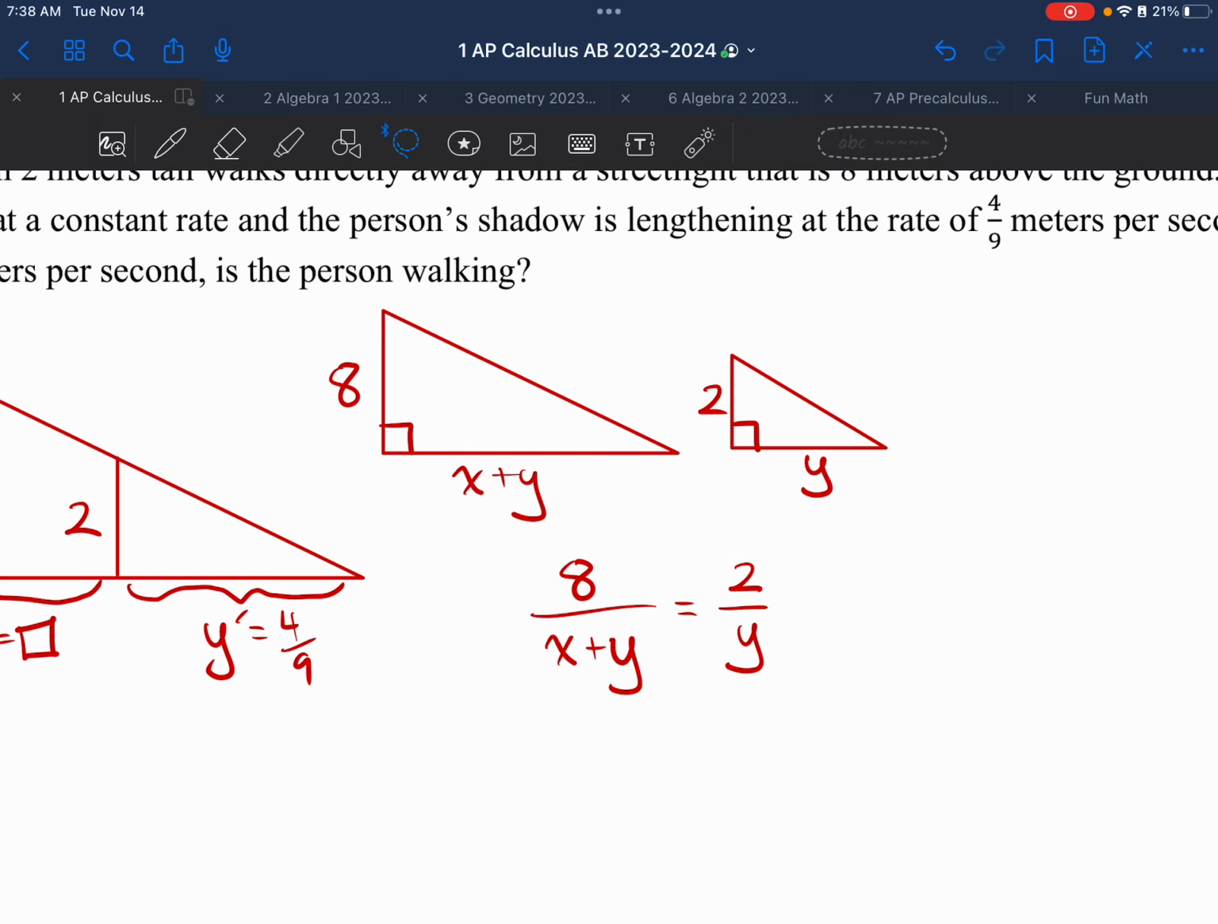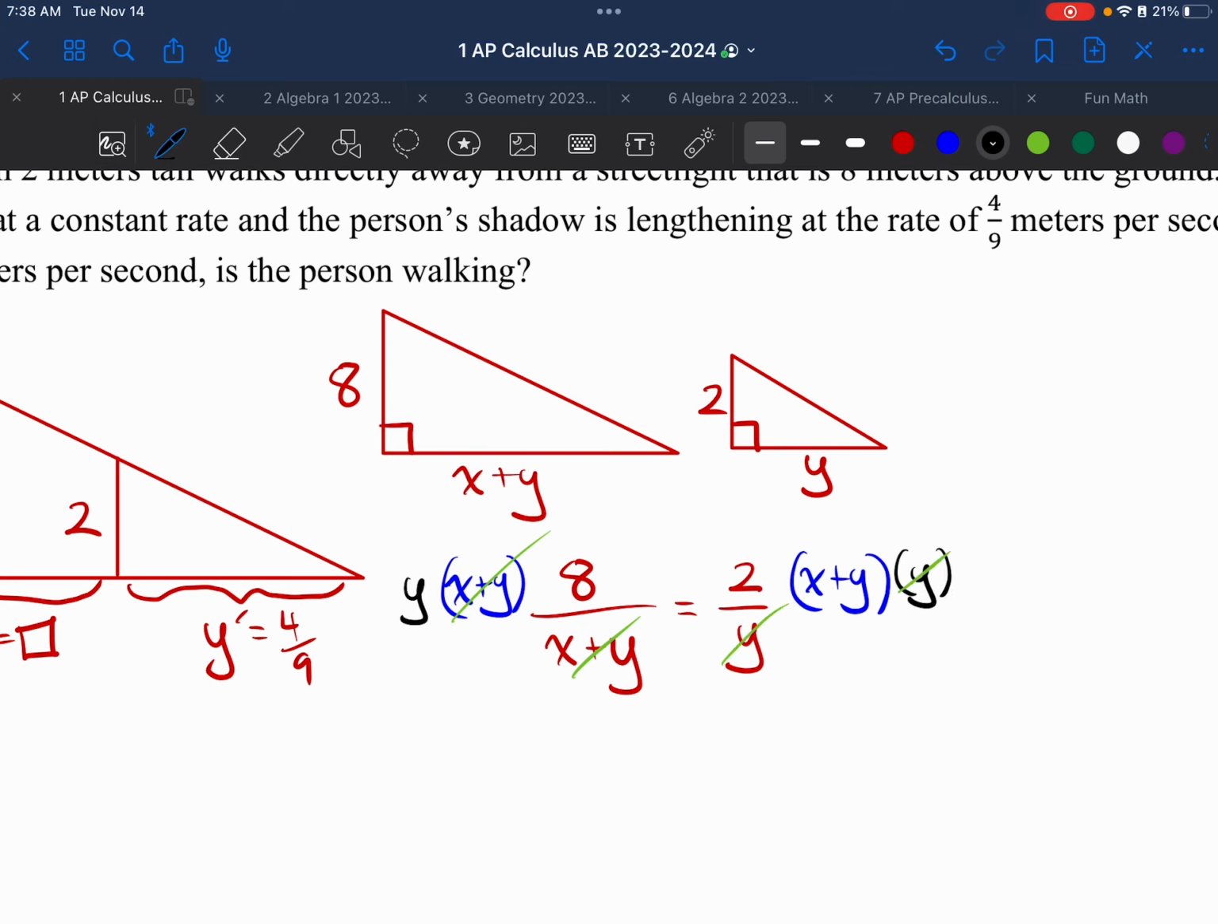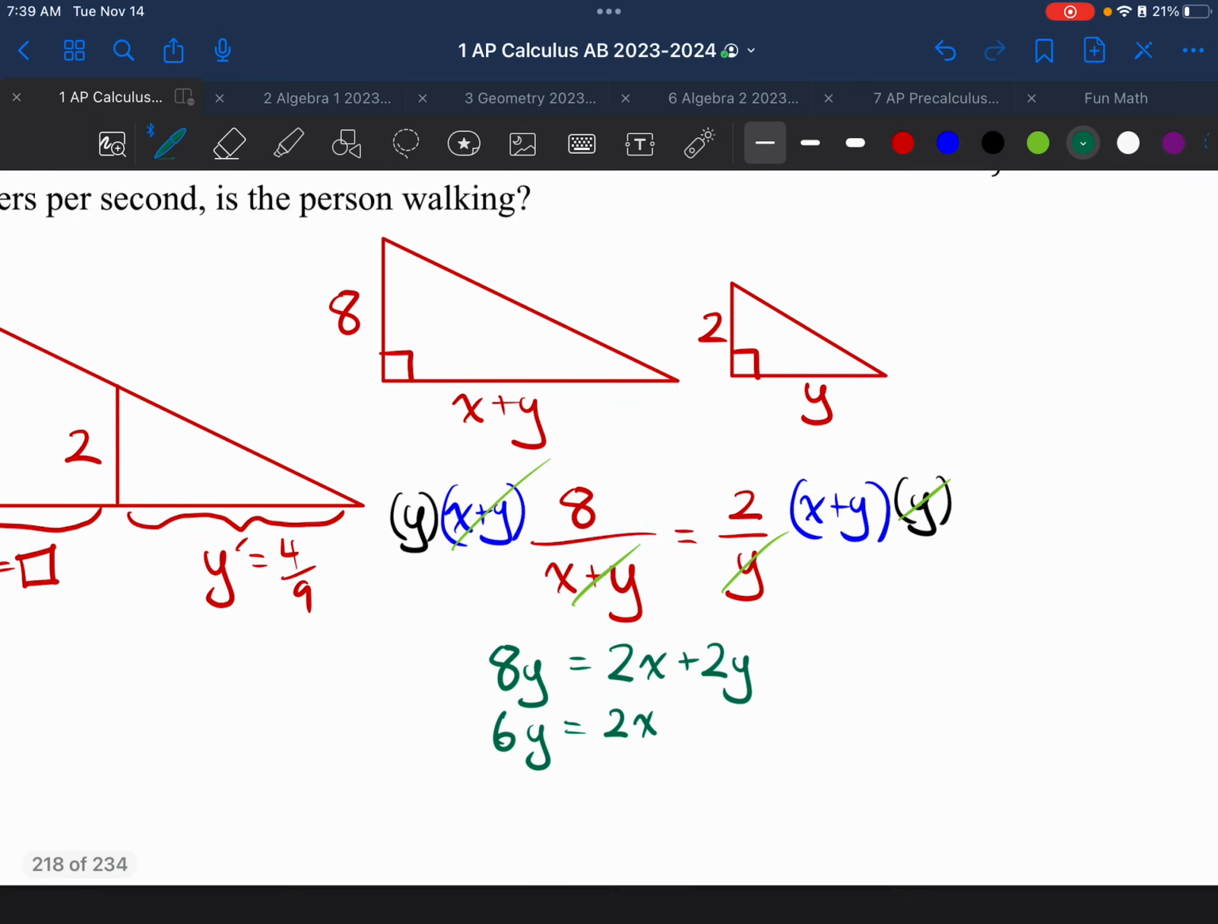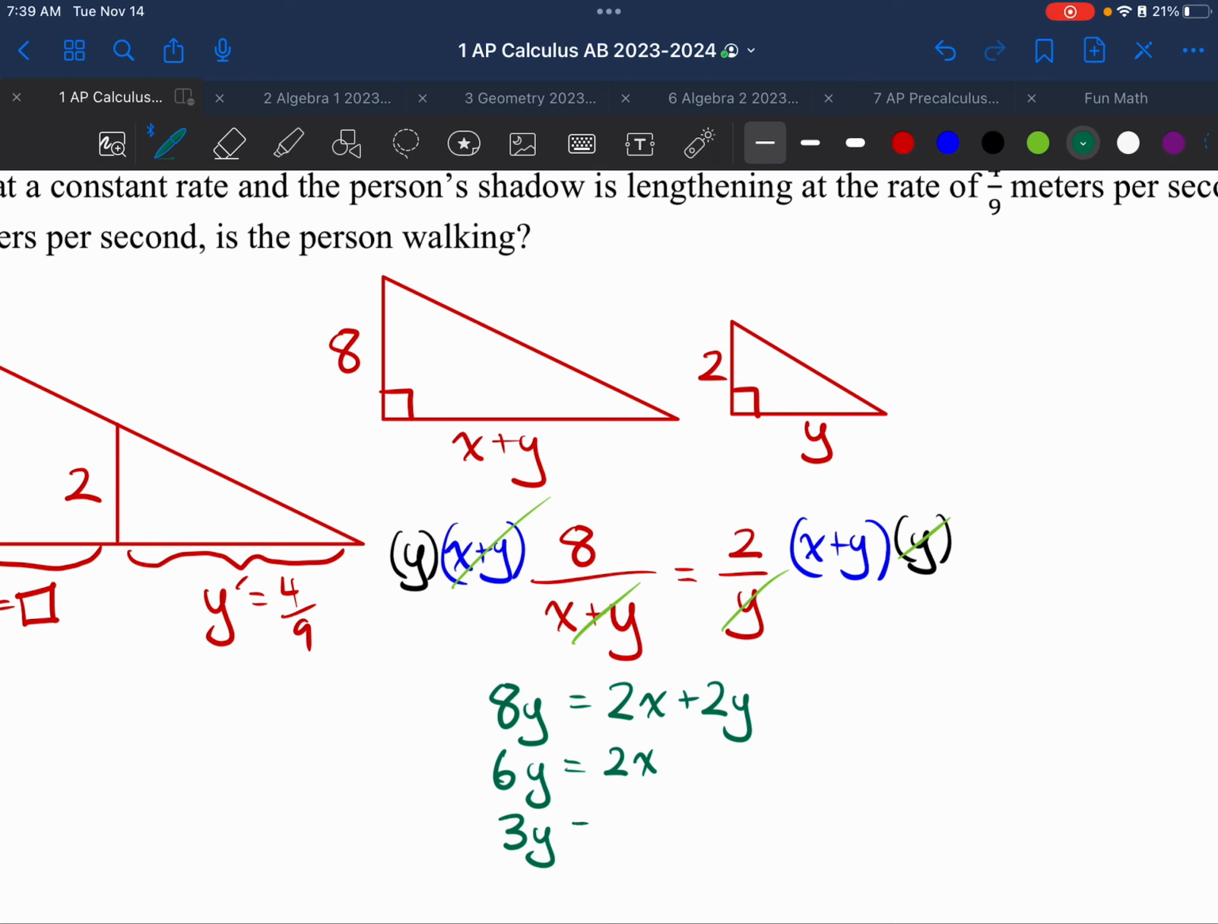And then from here, I'm going to solve. That means I need some room. I'm going to multiply this one by x plus y and multiply this by x plus y. Doing that will cancel. And then I'll multiply this side by y to cancel, and that means I need to multiply this side by y. And when I do that, I get this new equation that says 8y is equal to 2x plus 2y. Again, distributing the 2 into each of these. And getting all the y's on the same side, I get 6y is equal to 2x, and then dividing both sides by 2 gives me 3y is equal to x.